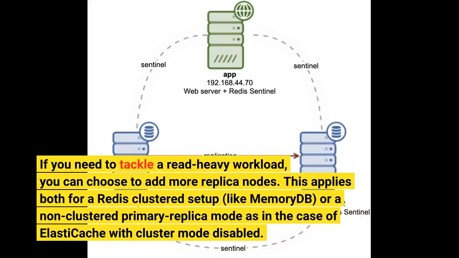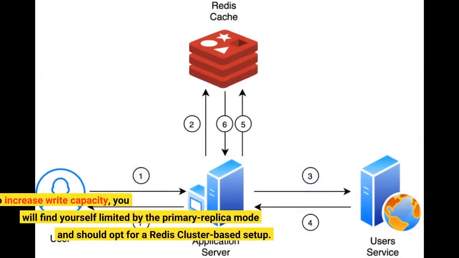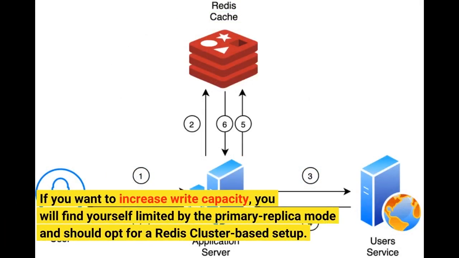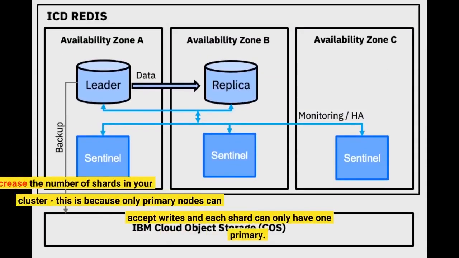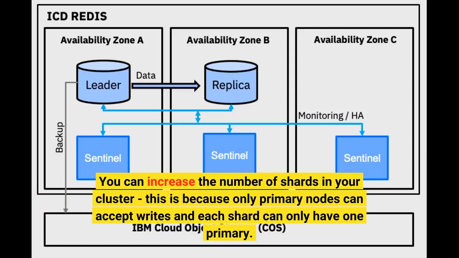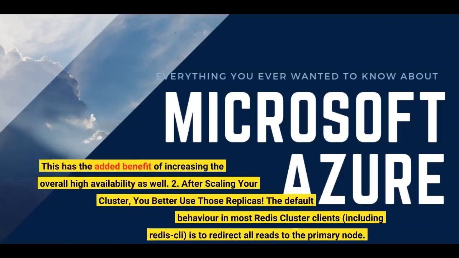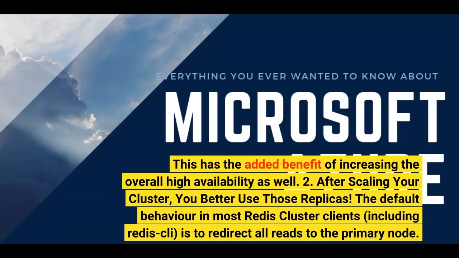If you need to tackle a read-heavy workload, you can choose to add more replica nodes. This applies both for a Redis clustered setup, like MemoryDB, or a non-clustered primary replica mode, as in the case of ElastiCache with cluster mode disabled. If you want to increase write capacity, you will find yourself limited by the primary replica mode and should opt for a Redis cluster-based setup. You can increase the number of shards in your cluster. This is because only primary nodes can accept writes and each shard can only have one primary. This has the added benefit of increasing the overall high availability as well.